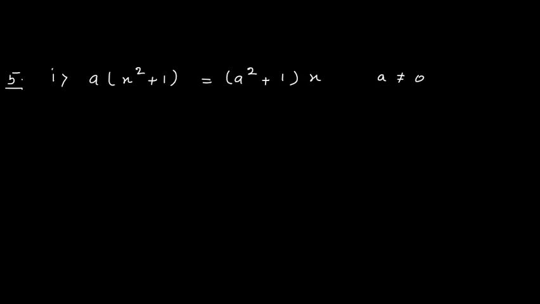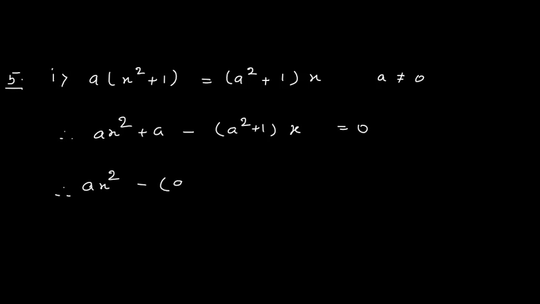So here we have the fifth question. First problem of the fifth question: a into x square plus 1 equal to a square plus 1 into x. So we open the bracket, it is ax square plus a, and we bring this all on the left hand side. So it is minus a square plus 1 into x equal to 0. So therefore it is ax square minus a square plus 1 times x plus a equal to 0.